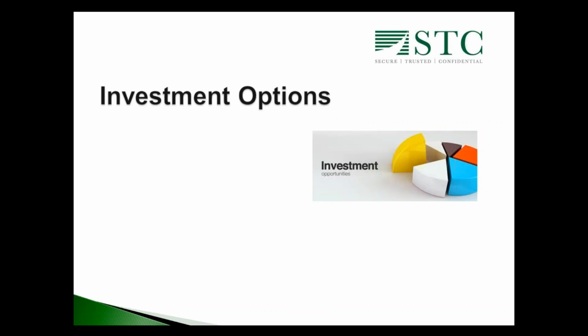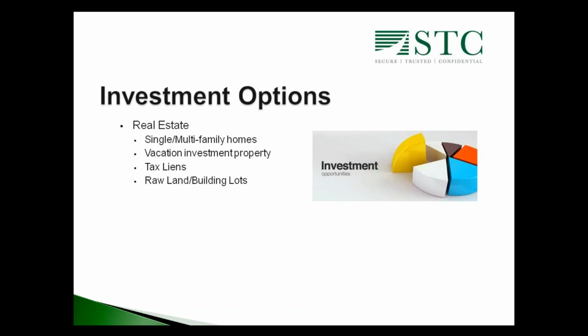Now, with a self-directed retirement plan, you have very many investment options. You can invest in real estate. I already mentioned real estate, and that does include lots of different kinds of real estate: single or multifamily homes, vacation investment property, tax liens, raw land and building lots, even commercial buildings, or real estate syndications where you group together with others to invest in a real estate purchase.